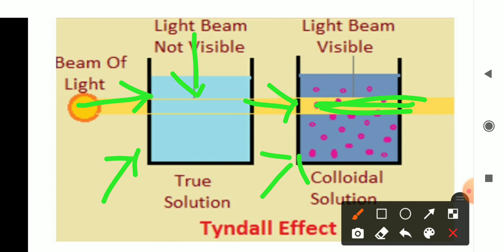So, what is the Tyndall effect? When light is passed through a colloidal solution, the light is scattered in various directions, and this effect is called the Tyndall effect. It's a very simple one. Even if you take oil and pass red color light through it, we can see that the entire container will look red. It is due to the Tyndall effect.